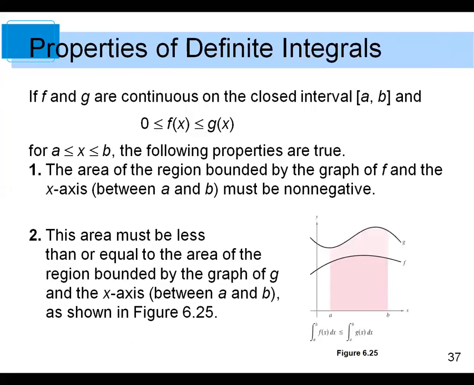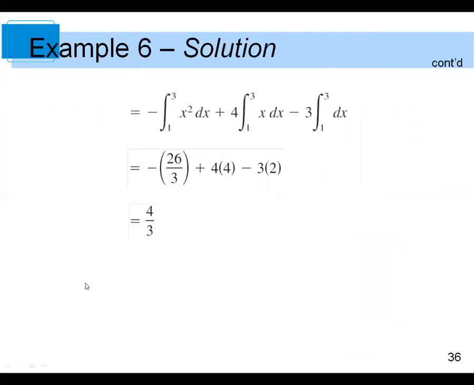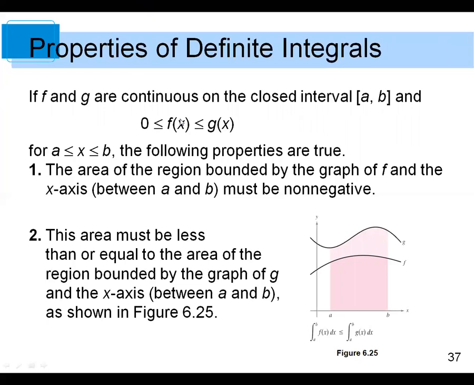So if f and g are continuous on the closed interval a to b, and f is less than or equal to g for x between a and b, the following properties are true. The area of the region bounded by the graph of f and the x-axis between a and b must be non-negative. So this is saying that the y values are greater than or equal to 0, and the y values of g are greater than or equal to the values of f. So they also must be positive. So if both graphs lie on or above the x-axis, their regions must be non-negative.